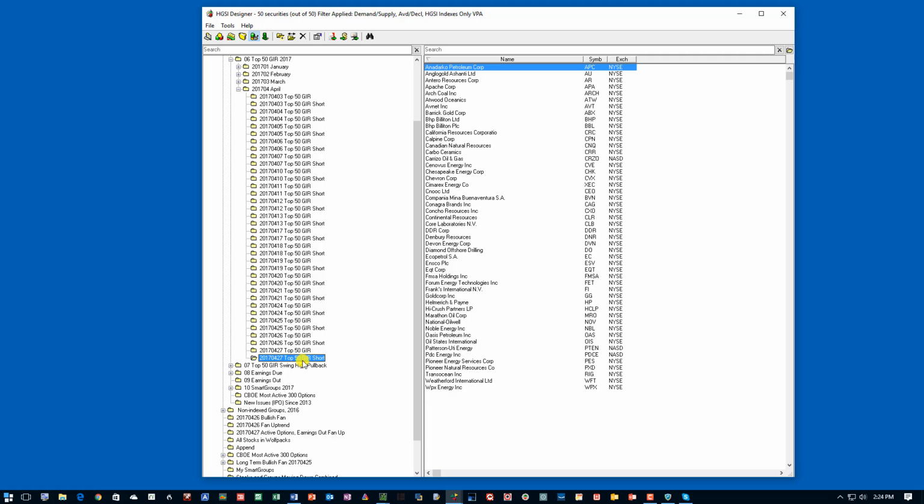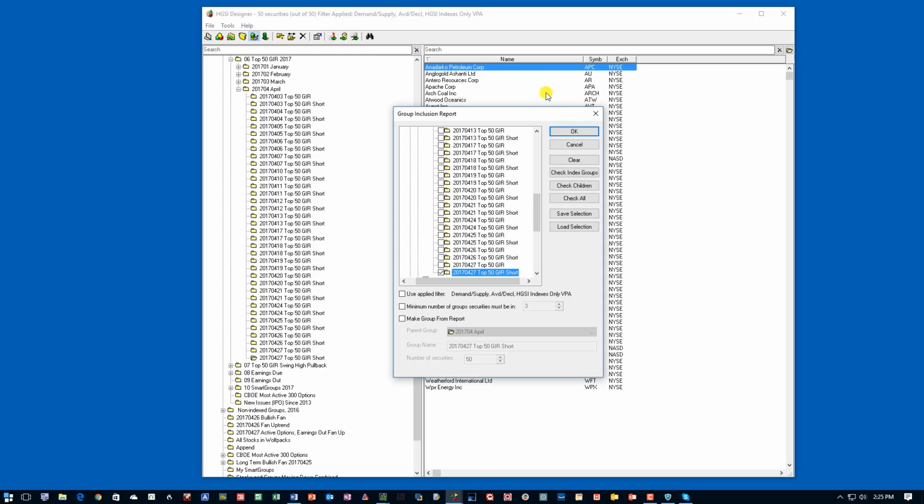So these are stocks from this morning, which would be, well, the date today is the 28th, so these are from the 27th, as you can see. Now, what I do is I use the same process for both long and short side on the top 50. And I'm using the small icons in the designer portion of HGSI. I click on the group inclusion report, and this opens up a window. I'm going to clear everything.